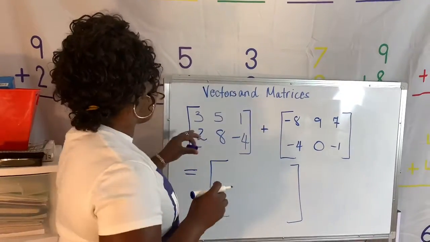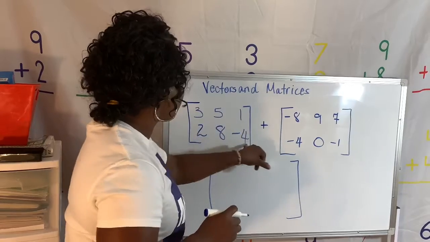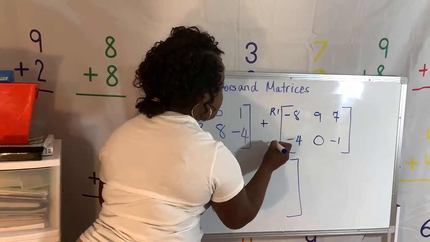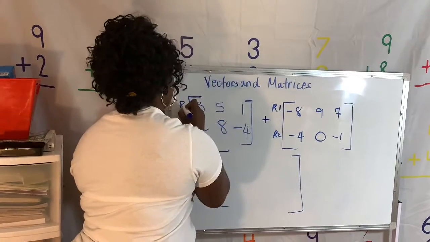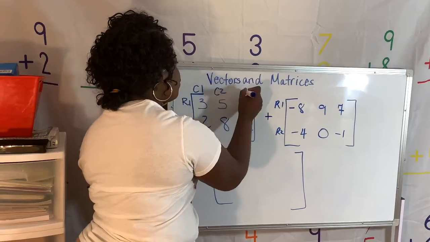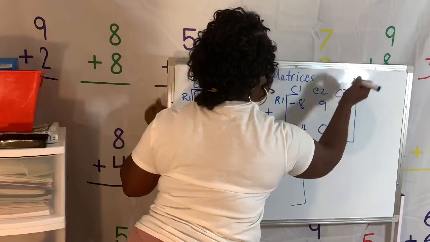So here we have row 1, row 2, we have row 1, row 2. So I'm going to go ahead and write row 1, row 2. This is also row 1. This is row 2. This is column 1, column 2, column 3. Column 1, column 2, column 3.